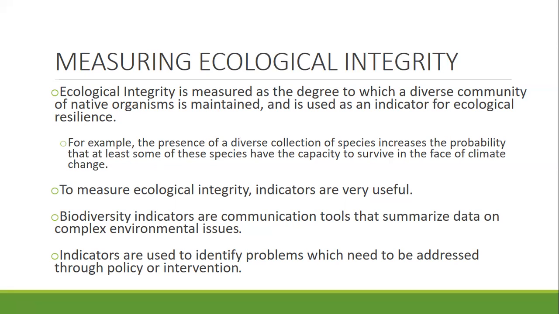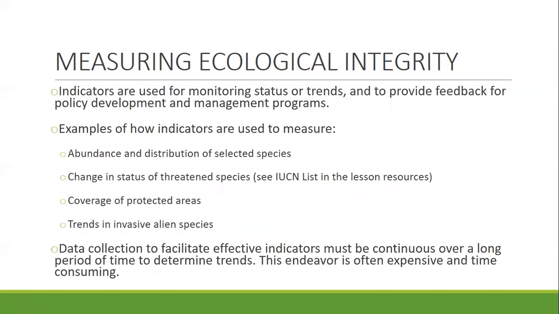So these indicators are used to identify where the problems are and the extent of the problems that need to be addressed through policy and intervention. Indicators are used for monitoring. We must be monitoring the state of our environment, in this case, our ecosystems, and monitoring requires the use of indicators to collect data and information. It helps us to understand the state of the environment or the trends. Are things improving? Is it escalating? This information provides feedback for which policy development and management programs are to be put in place. So these will be our interventions.